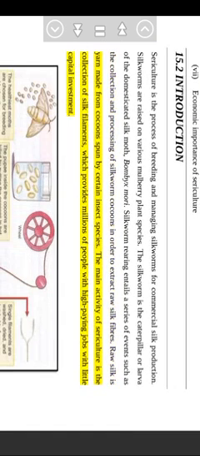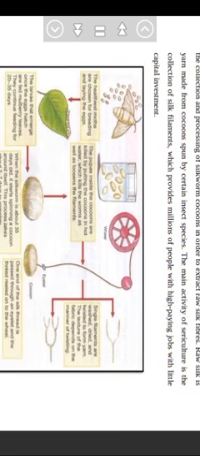Sericulture is the process of breeding and managing silkworms for commercial silk production. Silkworms are raised on various mulberry plant species. The silkworm is the caterpillar or larva of the domesticated silk moth, Bombyx mori. Silkworm rearing entails a series of events such as the collection and processing of silkworm cocoons in order to extract raw silk fibers. Raw silk is yarn made from cocoons spun by certain insect species. The main activity of sericulture is the collection of silk filaments, which provides millions of people with high-paying jobs with little capital investment.